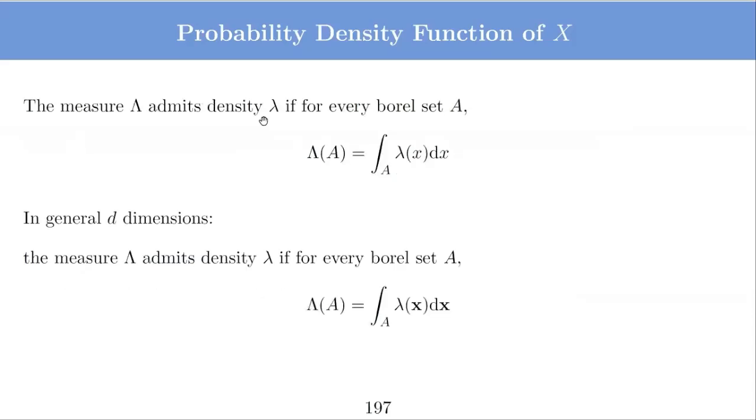So this can also be applied for general d dimension. A measure capital lambda admits density lambda if for every Borel set A, lambda of that set is equal to the integration of lambda x dx on this set A. Now dx and x are in d dimension. So dx is not just length, dx denotes the volume of a small region around x.